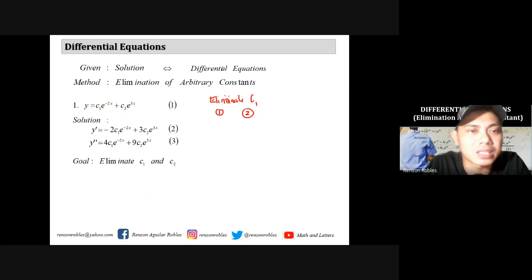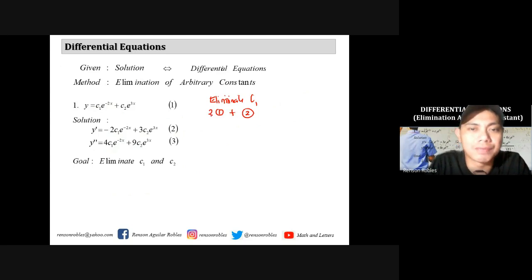And when you see C1 here, the coefficient is 1, and here the coefficient is negative 2. For you to eliminate this, their coefficients should be equal, whether of similar sign or different sign. If they have similar sign, you subtract. If they have different sign, you add. So this time, I can multiply positive 2 to equation 1, and then I will add equation 2.